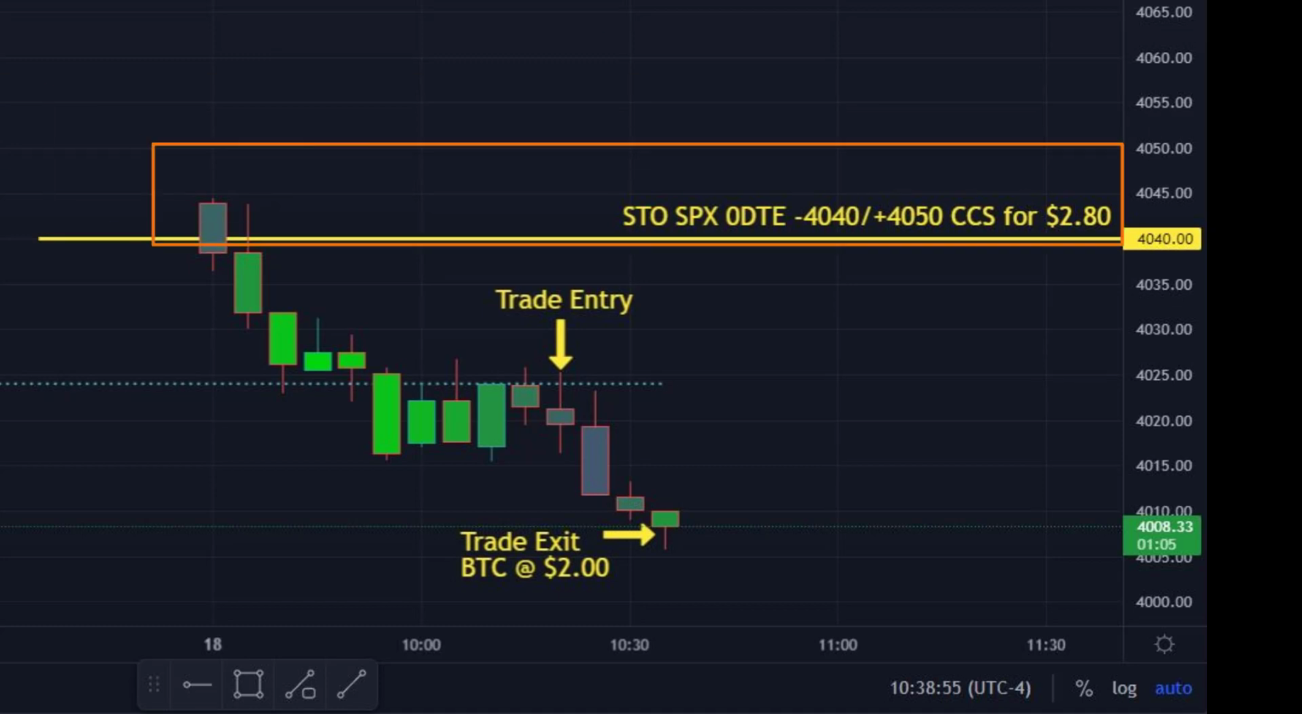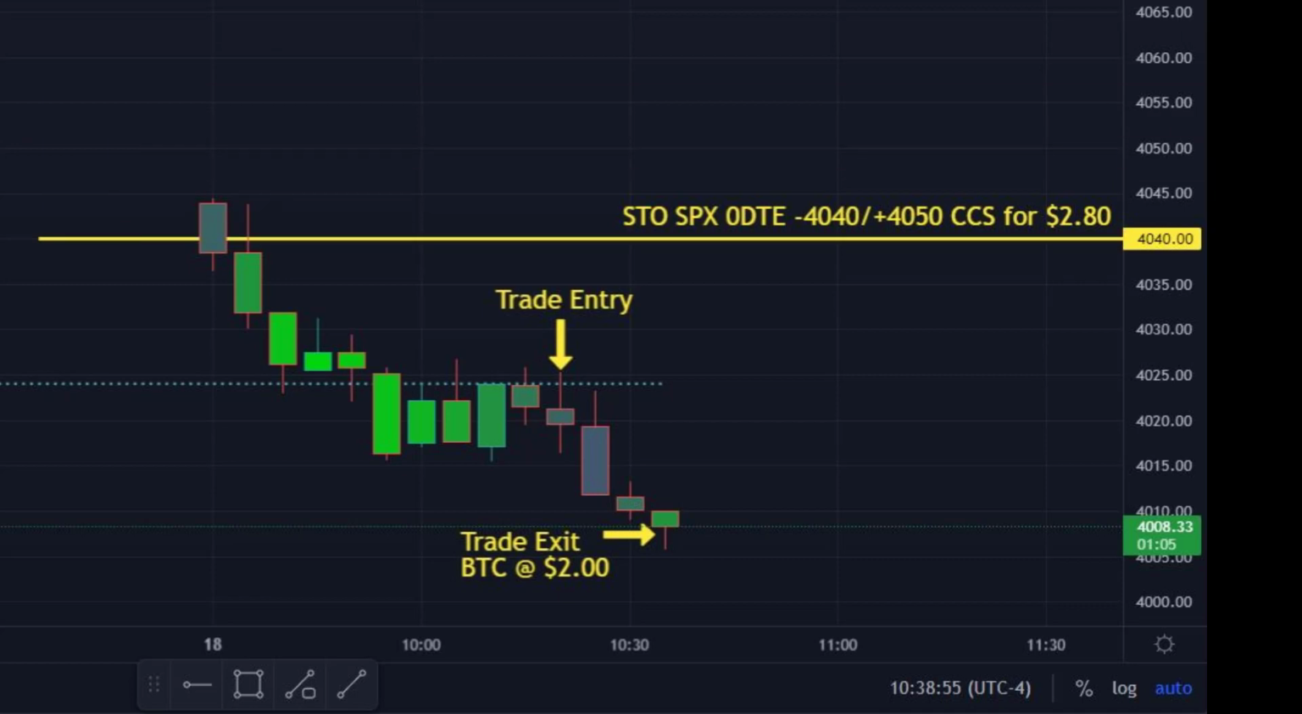I went out of the money closer to where the gap window would be, where I sold the 4040 call and bought the 4050 call, a credit spread for a net credit of $2.80. Because this is a 10-wide spread, my risk per spread is $7.20. It's the difference in the strikes minus the credit.